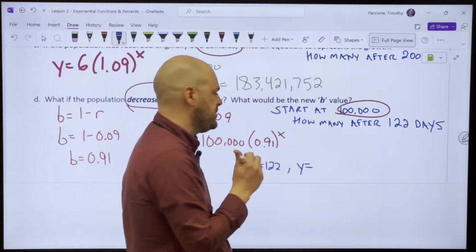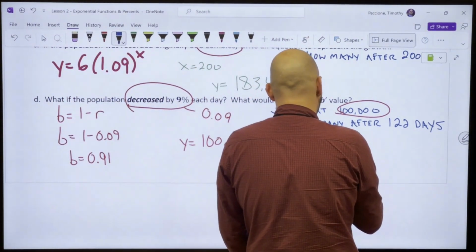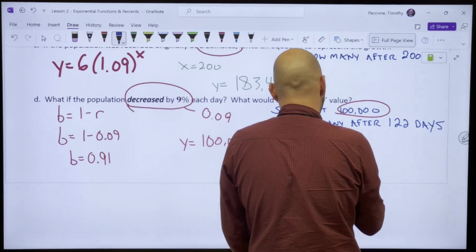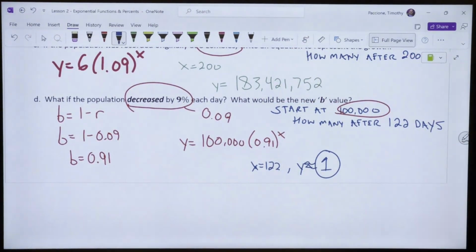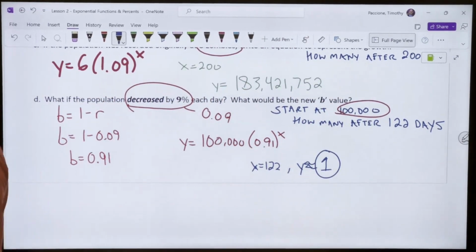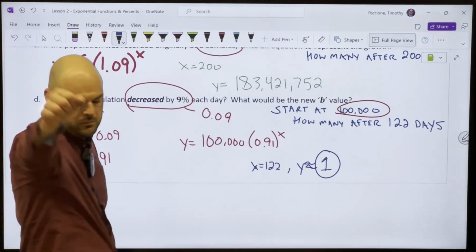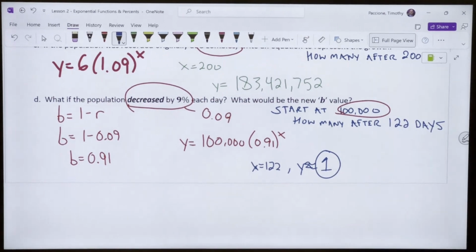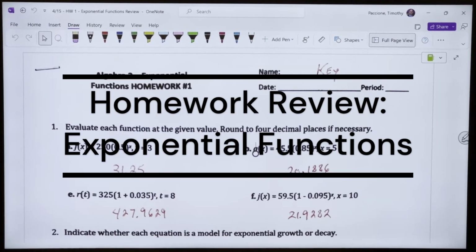Oh wait, I did 6. Okay. It's approximately 1 zombie left. Yeah. 1 zombie left. We did it. We beat them. Wait, isn't it that?